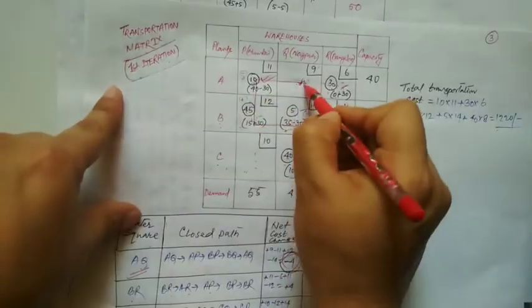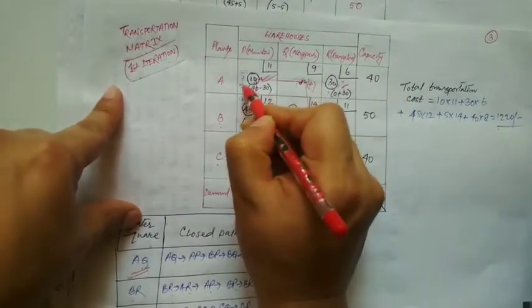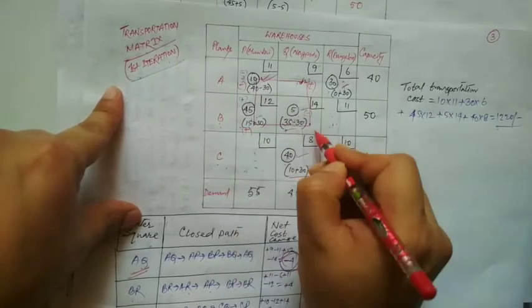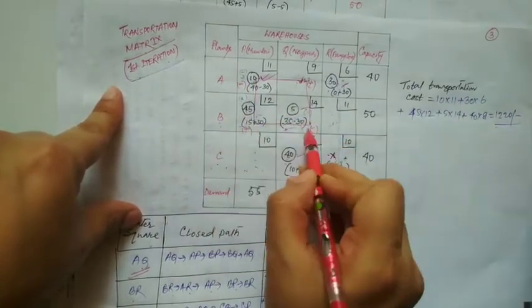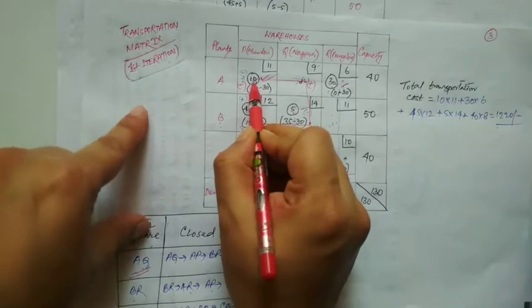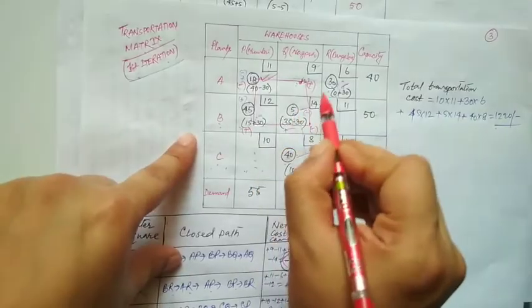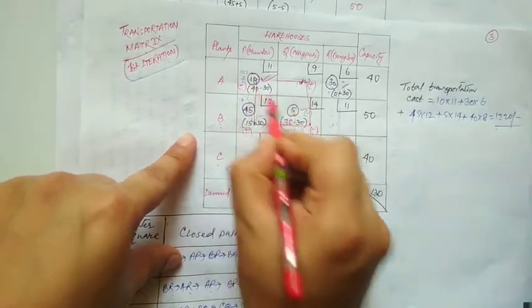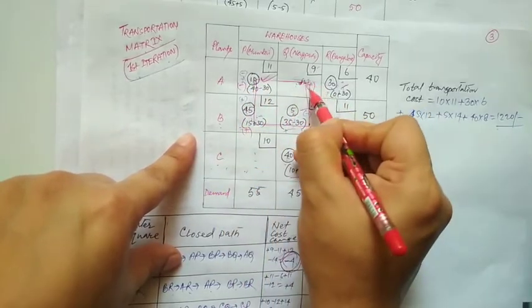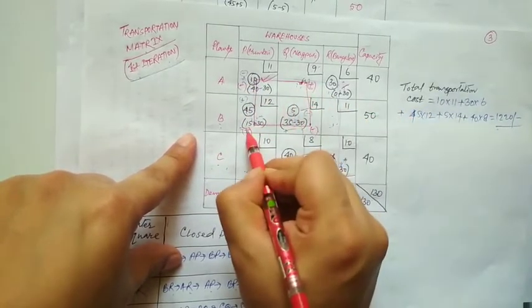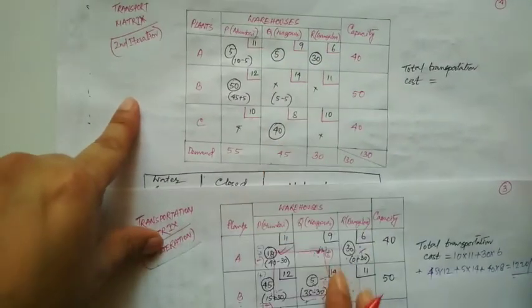If you see, this is positive, this is negative, this is positive again, and this is negative. So we have two negative cells. One is 5 and another is 10. So the least is 5. So we have to select this 5 and subtract 5 from the negatively allocated cells, and add 5 to the positively allocated cells. The same thing I have written over here to save your time.